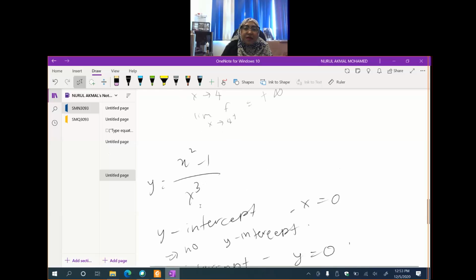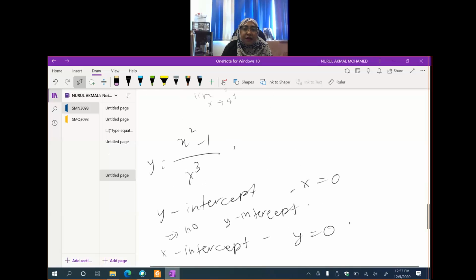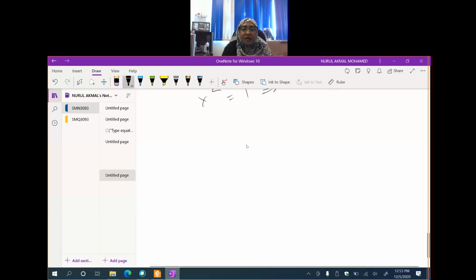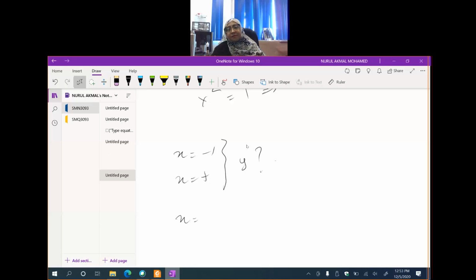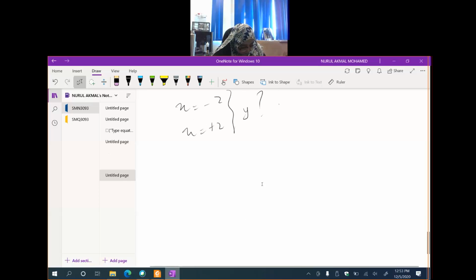Okay, now, is this function symmetric or not? Can you please check for x equal to negative 1 and x equal to plus 1, what will be the y? For x equal to, let's say, negative 2, and x equal to plus 2, what will be the y? Okay, can you please check for me?